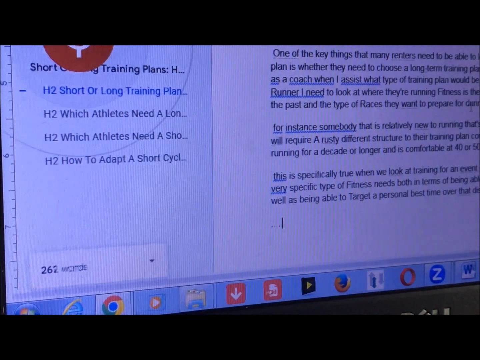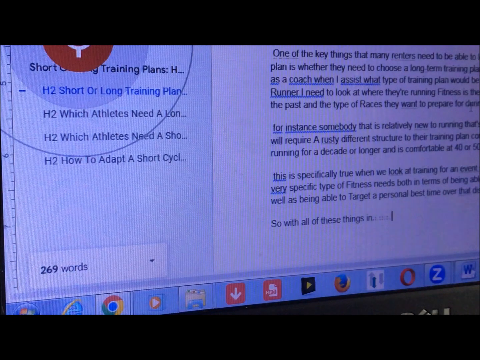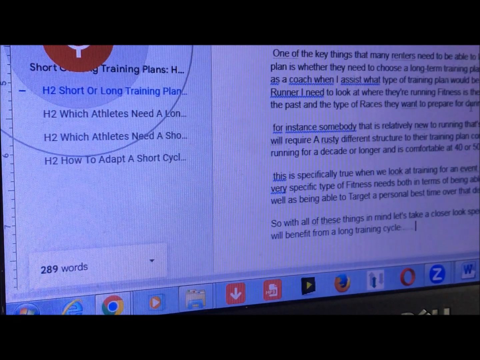So with all of these things in mind, let's take a closer look specifically at the type of athlete that will benefit from a long training cycle and the athlete that will benefit from a shorter training cycle. Period.